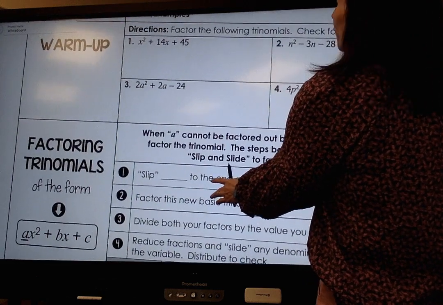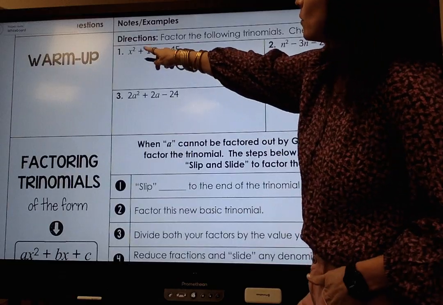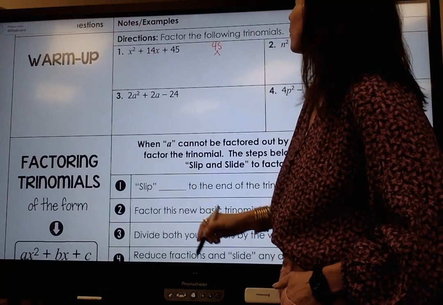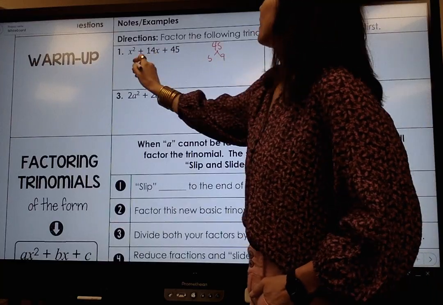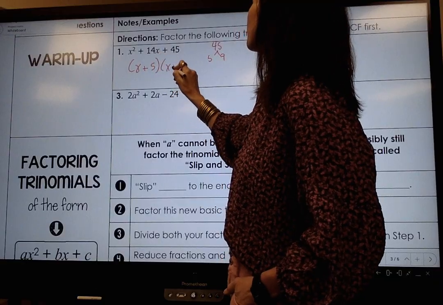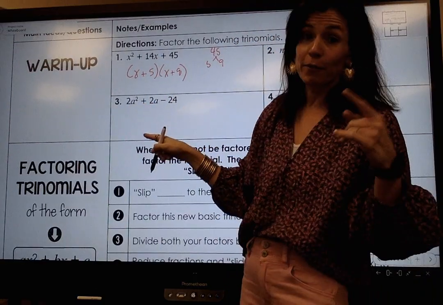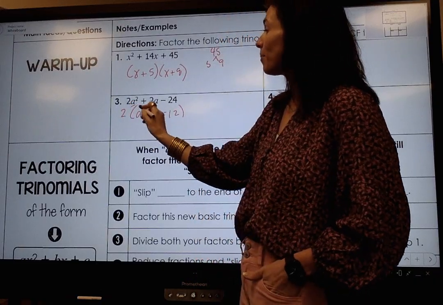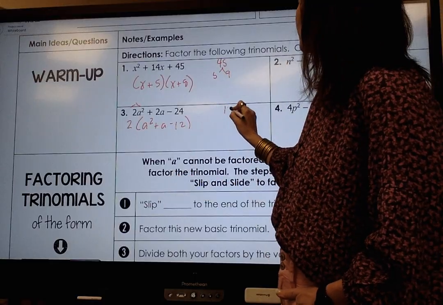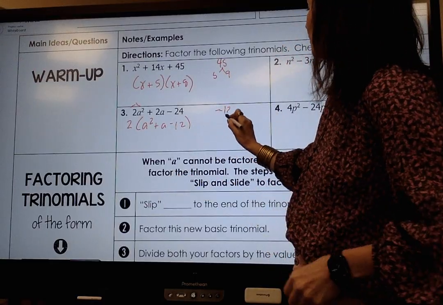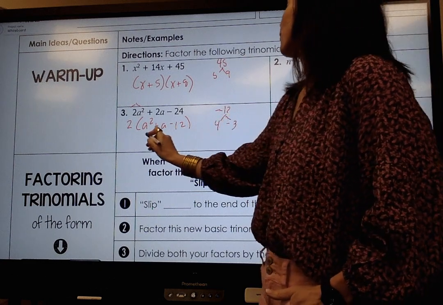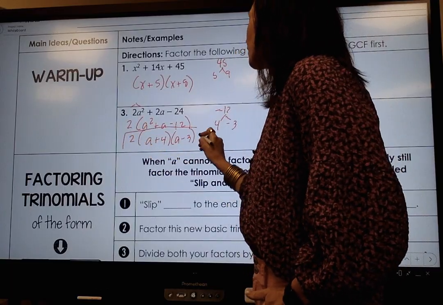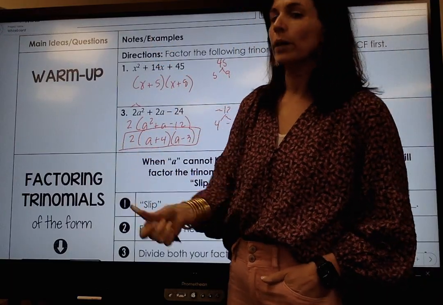You already know how to factor using the basic trinomial. So here, two numbers that multiply together to give me 45 and combine together to give me 14. So 5 and 9, so I would do x plus 5, x plus 9. Remember on these, my first step, take out a GCF. Don't stop, because you can keep going. So what two numbers multiply together to give you a negative 12, and when combined to give you a positive 1? So 4 and negative 3. So a plus 4, a minus 3. Don't forget to bring down that 2. Okay, so that's just a refresher of what we learned last time.